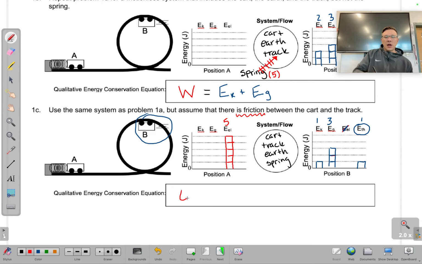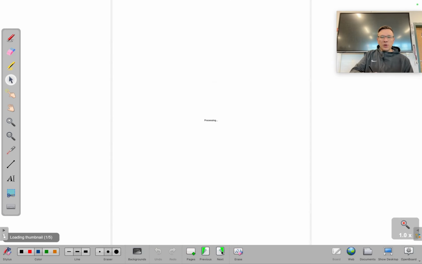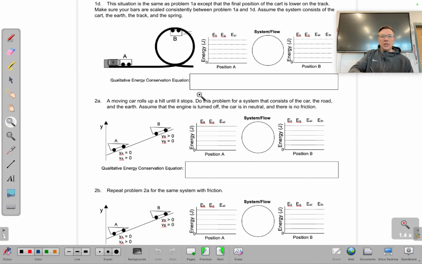In this case, our energy conservation equation is: the elastic energy stored in the spring is converted into kinetic energy from the cart moving, plus gravitational potential energy from the height of the cart, and then thermal energy that was generated from friction. Okay. Let's go ahead and move on to our last example here, which will be problem 1D.